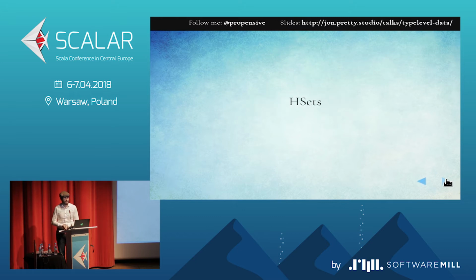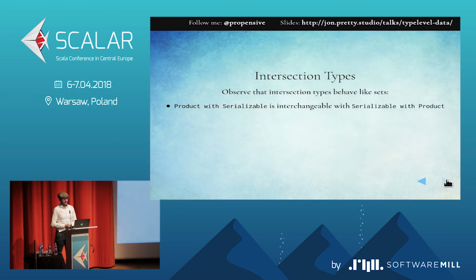So let's think about how we can lift sets to the type level. And I'm going to start by telling you the solution, which is to use intersection types, because these have behavior that is very similar to sets. If you've encountered Product with Serializable, which is an intersection type, that type is interchangeable with Serializable with Product. You can swap the two. They are considered identical types at the type level.